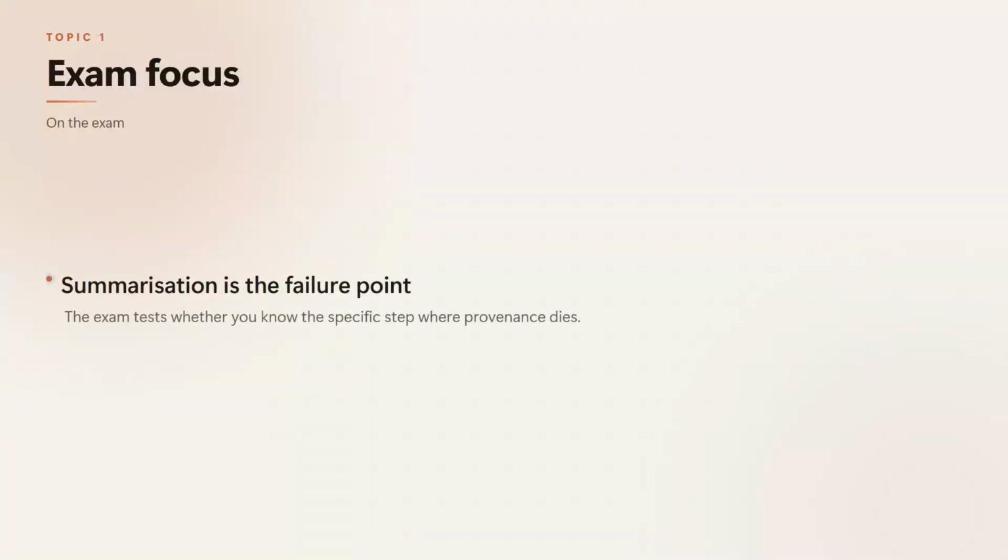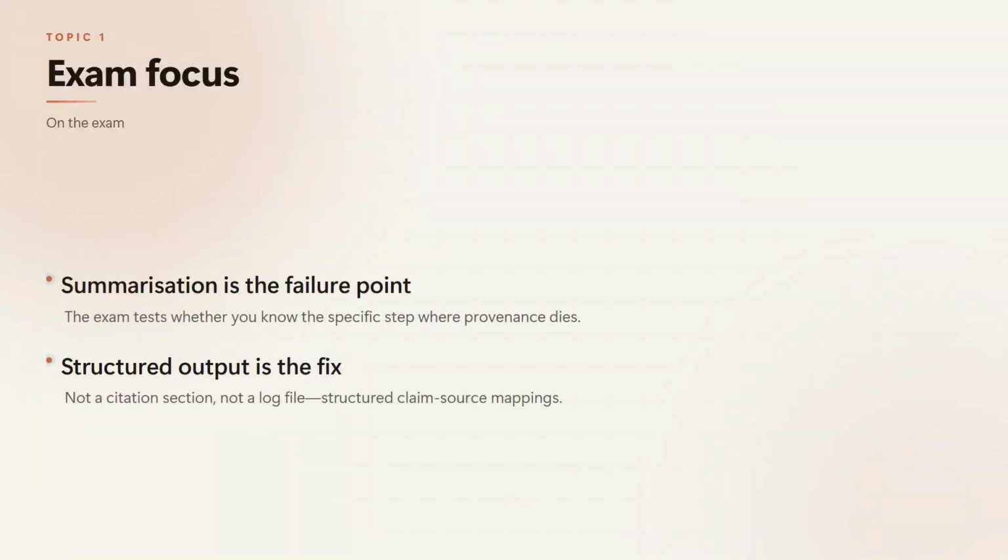On the exam, the distractor that catches people is option A, adding a generic sources consulted section at the end. That lists sources but does not link individual claims to specific sources. The correct answer is always to require structured claim source mappings from subagents and to instruct the synthesis agent to preserve them. The exam will test whether you can identify summarization as the specific step where attribution is lost, and whether you know that publication dates are the field that resolves apparent contradictions into time series.